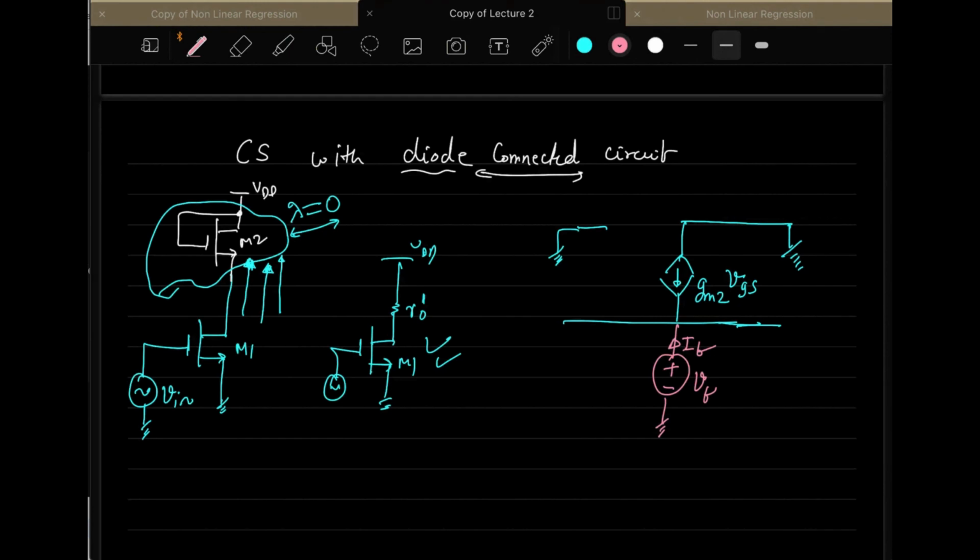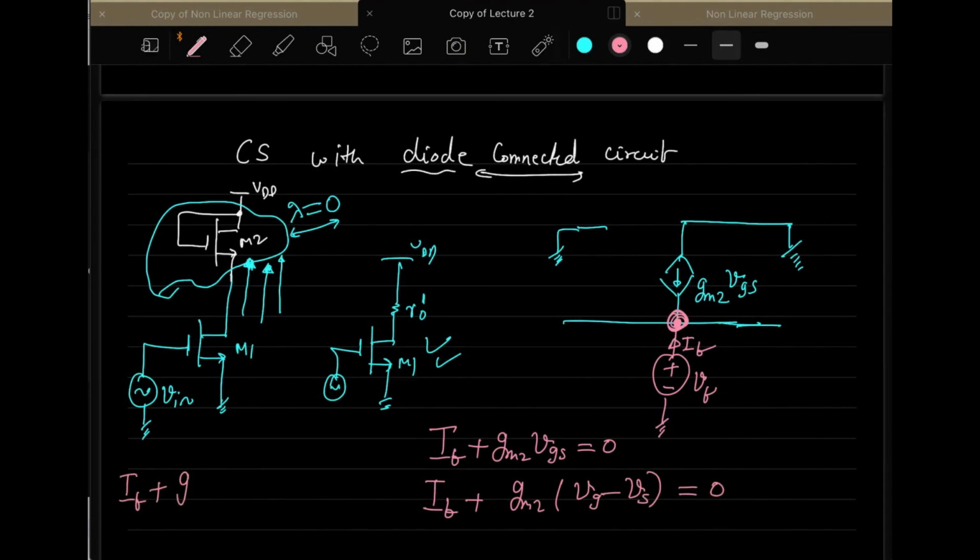So if I want to calculate the resistance, I apply KCL here at this node. What is that? The KCL will be IT plus gm2 VGS equal to 0, because both the currents are reaching the node. So what is gm VGS? gm VGS is VG minus VS. So that means it is IT plus gm2 times VG minus VS. VG is grounded, as you can see here, because it is directly connected to the drain and the drain is grounded. That's why VG is also grounded.